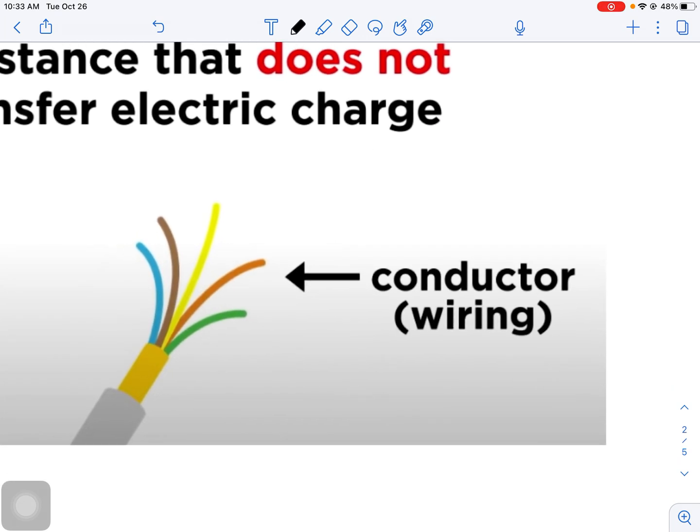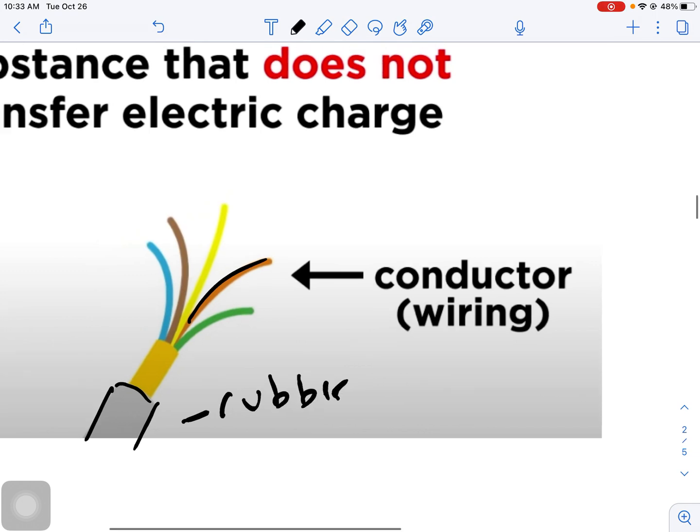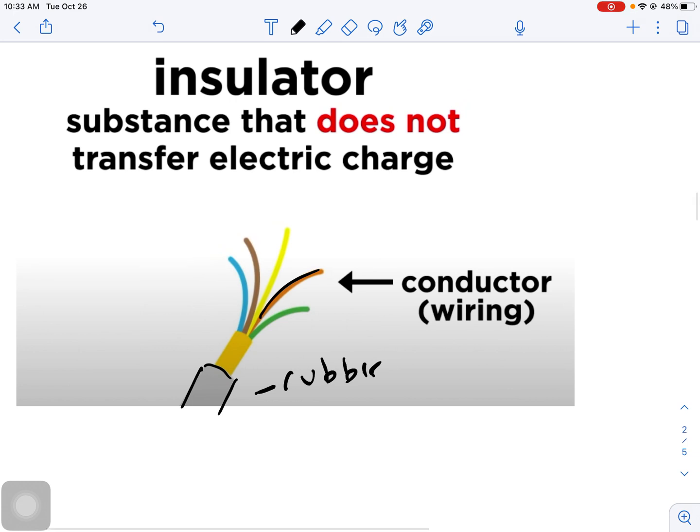The copper wire inside cables, that is a conductor, but the rubber tubing around those cables, that's an insulator. So electrons are not going to be able to move freely through those materials.